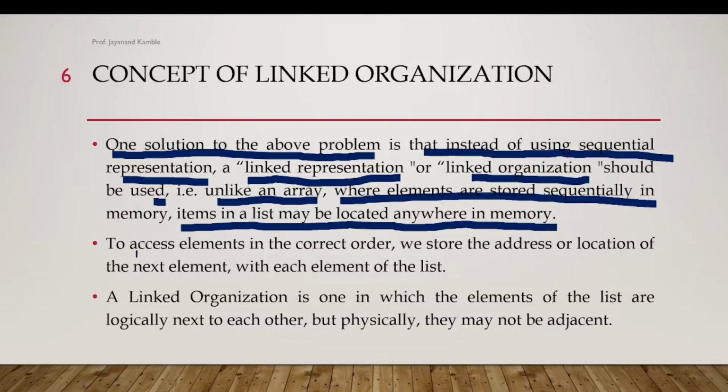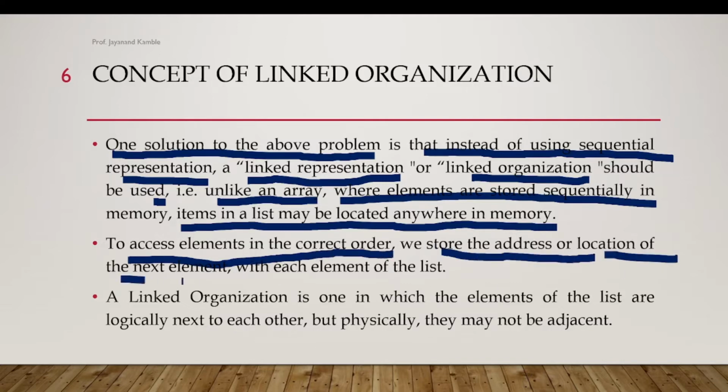How, we will see. To access elements in the correct order, we store the address or location of the next element with each element of the list. That means in linked organization, every element is associated with the address of the next element. Element number 1 will be associated with the address of element number 2, then element number 2 will be associated with the address of element number 3. So when we want to access any particular element, we access them sequentially. From 1 we can go to 2, from 2 we can go to 3.